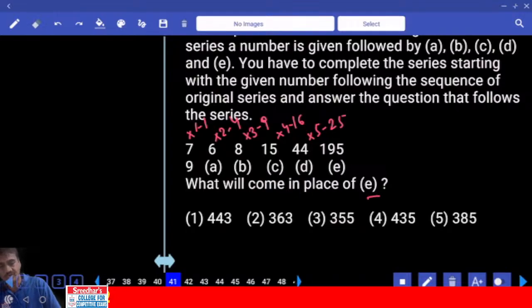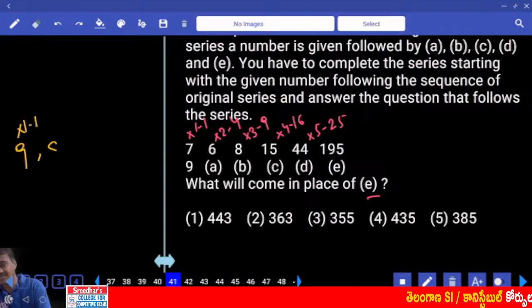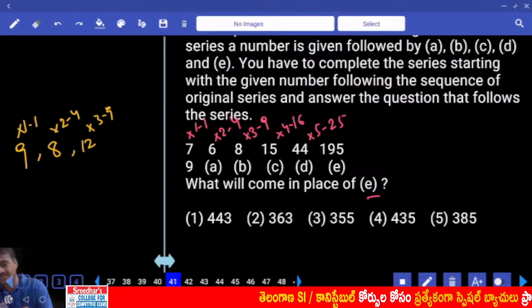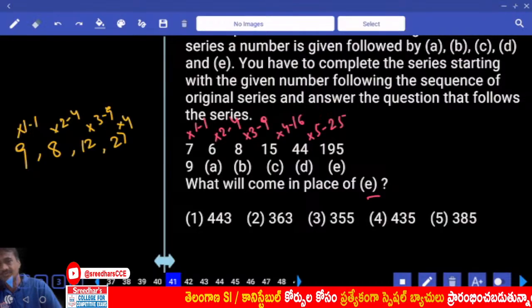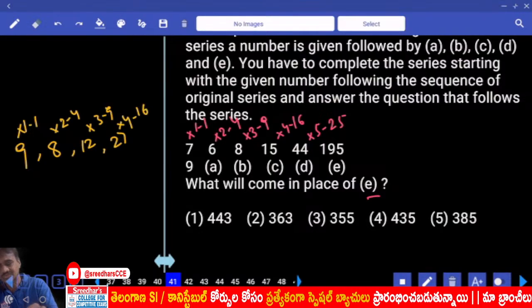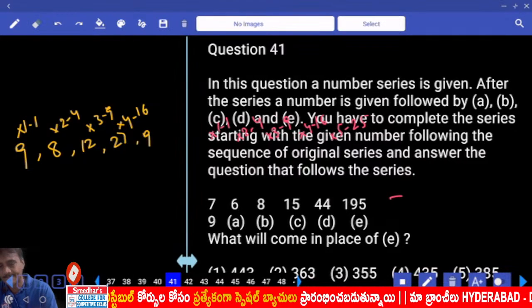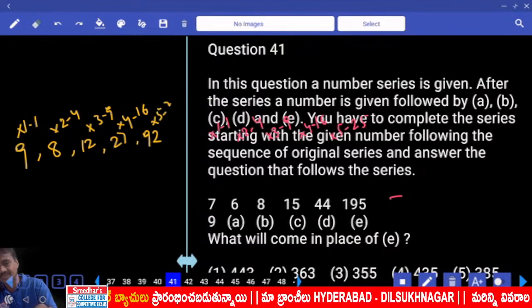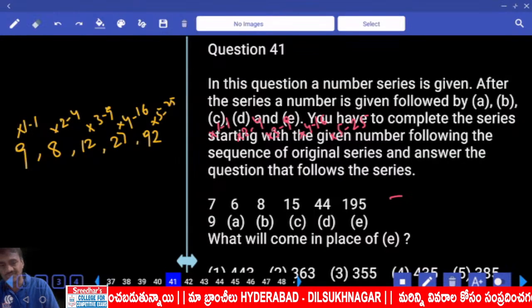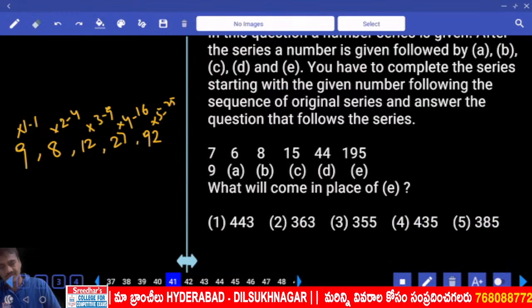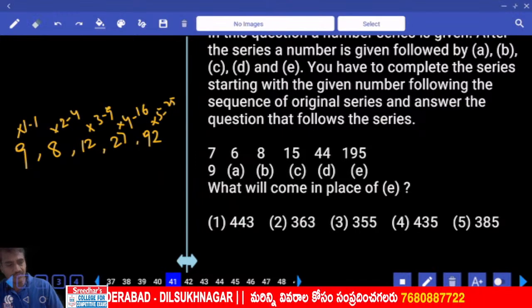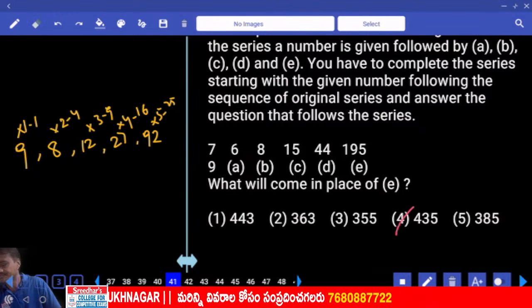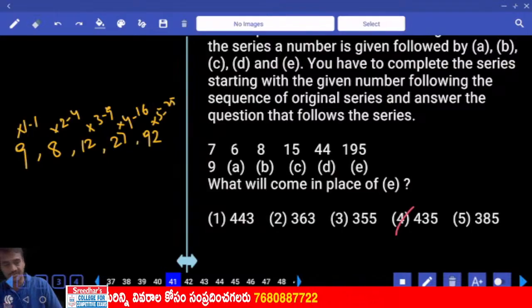Then similarly, you need to find E. Starting with what? 9. Starting with 9, 9 into 1 minus 1, how much is that? 8. 8 into 2, 16 minus 4, 12. Now 12 into 3, 36 minus 9, 27. Now 27 into 4, 108. 108 minus 16, 92. Does it match or not? 92 into 5 minus 25. 92 into 5, 460. 460 minus 25, 435. Choice 4 is the answer. Then 41 is choice 4.